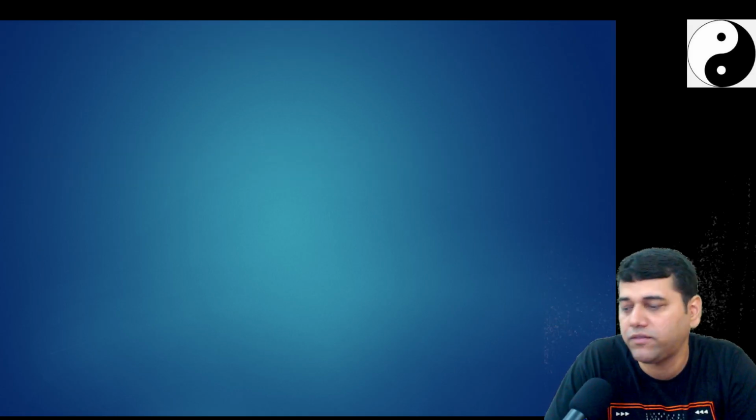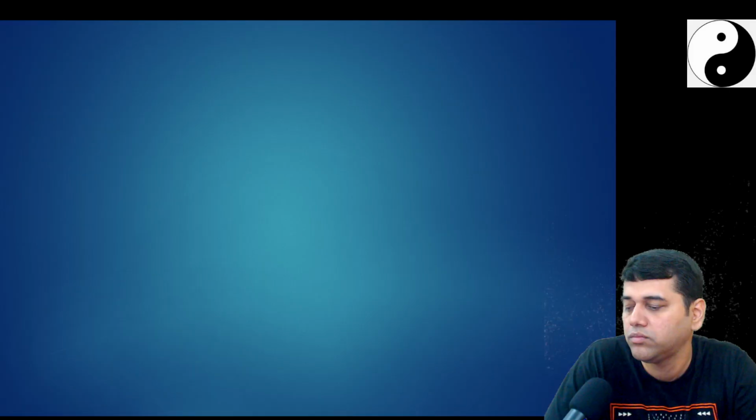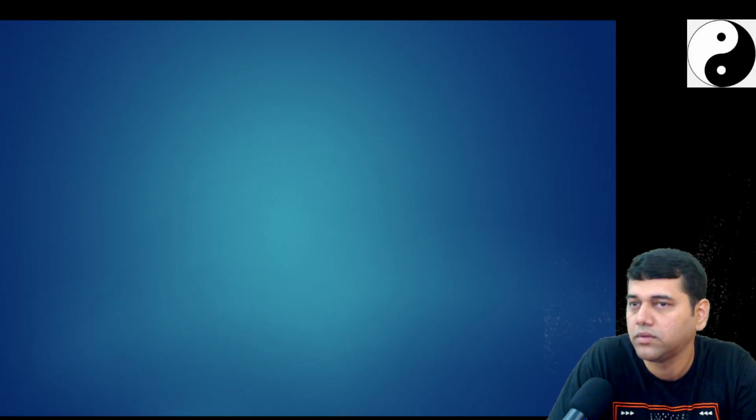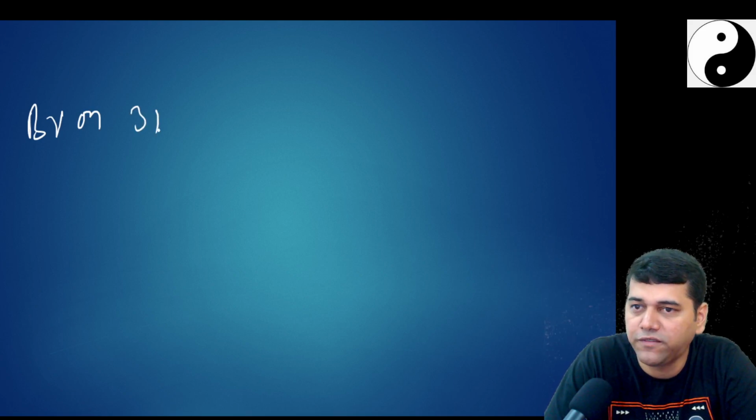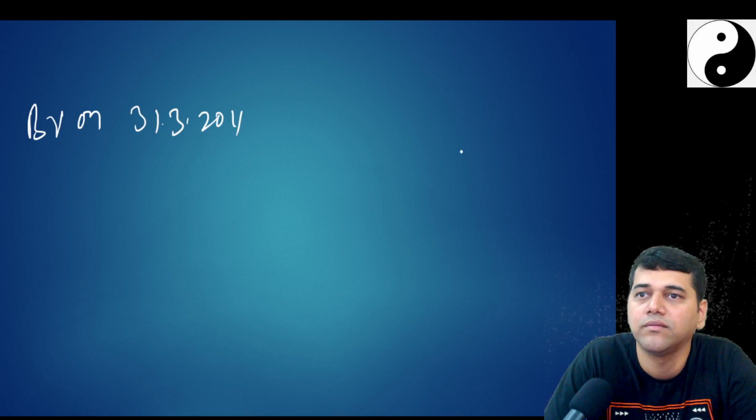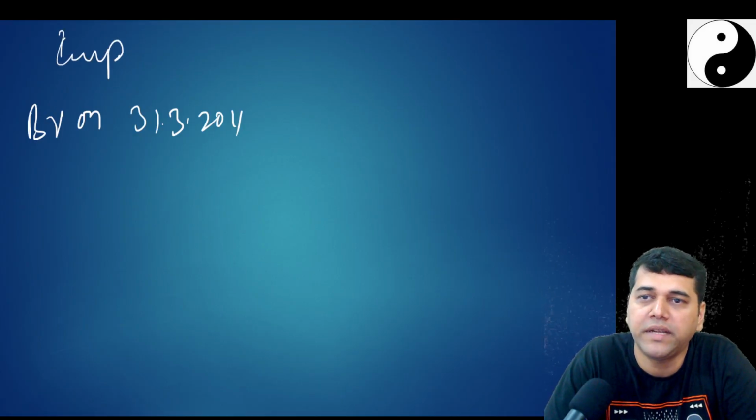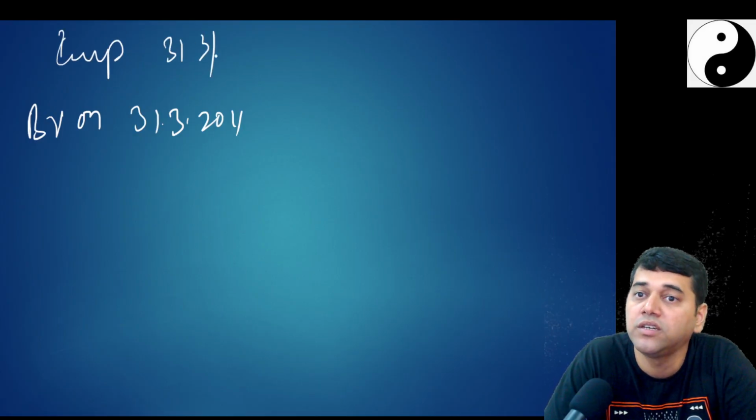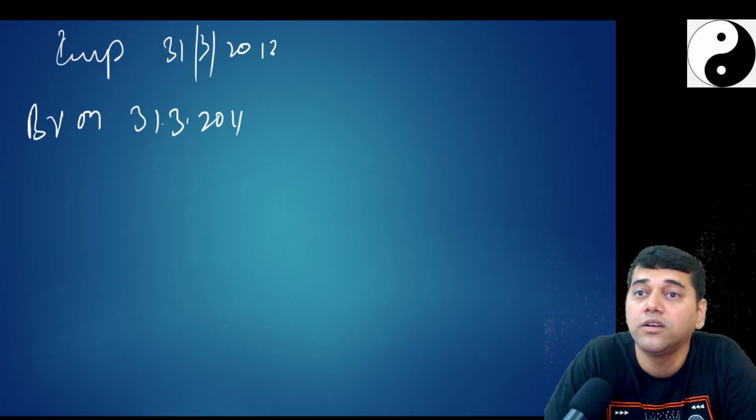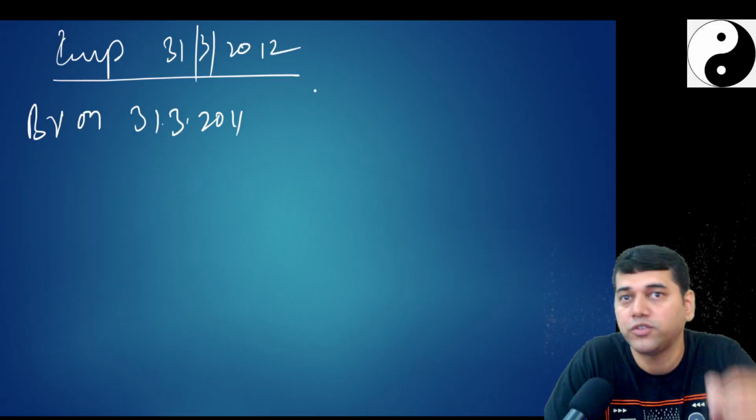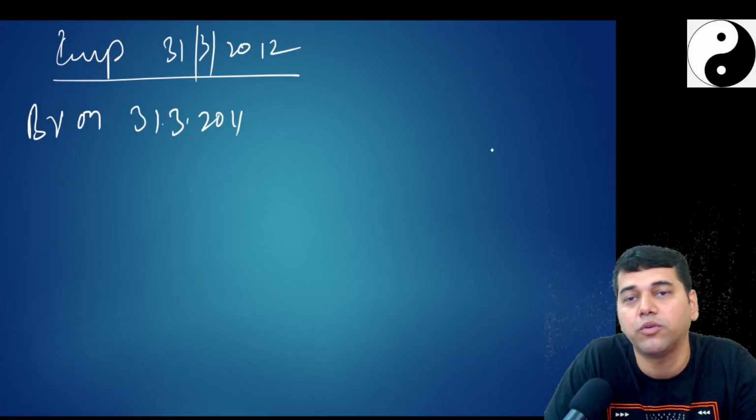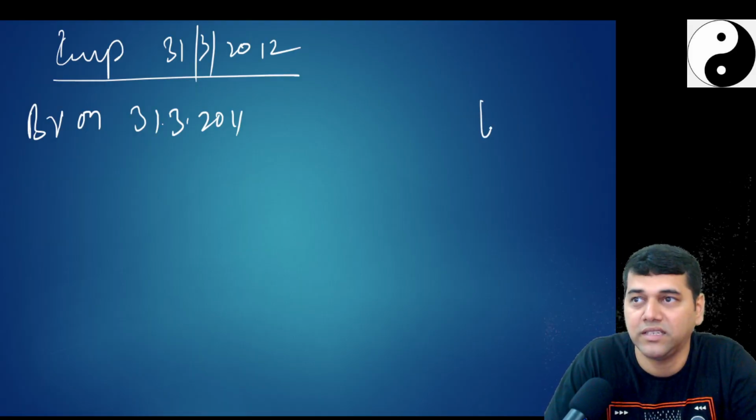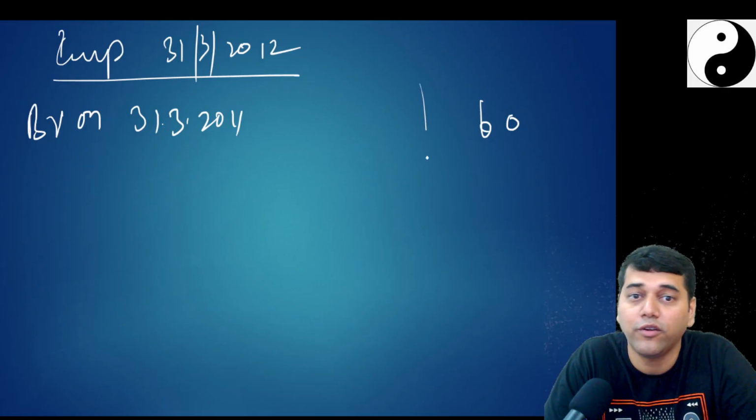Again, I will start with the book value. What is my book value? Now, if I start, what is my book value on 31st March 2011? This is my impairment test on 31st March 2012. So first I should start with the opening book value. Now, what is my book value? 60. Yes, because I already impaired it.